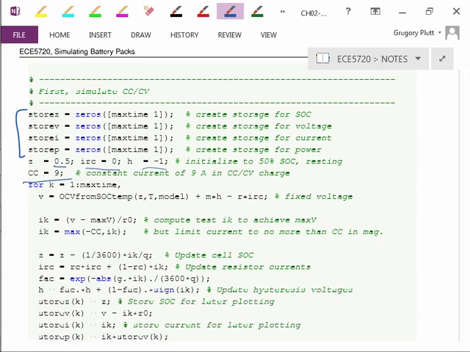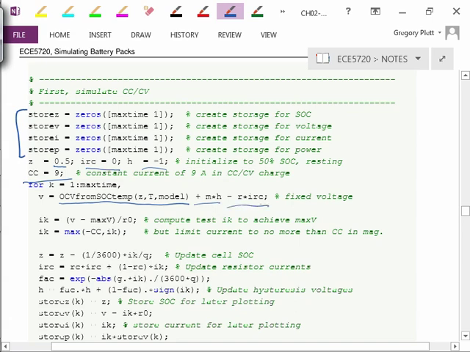First, I find the present fixed voltage, which is the open circuit voltage depending on the present state of charge, the hysteresis voltage depending on the present hysteresis, and then the diffusion voltage depending on the present resistor capacitor current. That's the fixed voltage.